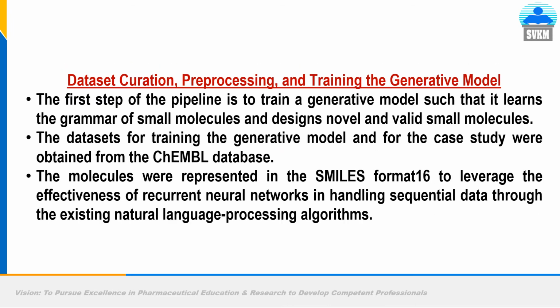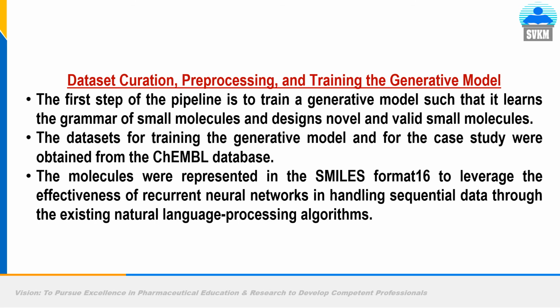Now, dataset curation, pre-processing and training the generative model. The first step is this. In this stage, the first step of the pipeline is to train a generative model such that it learns the grammar of small molecules and designs novel and valid small molecules. Novel means new, not available in this world, and valid small molecule means they should be able to follow the chemistry rules and they should have a good synthesis score.